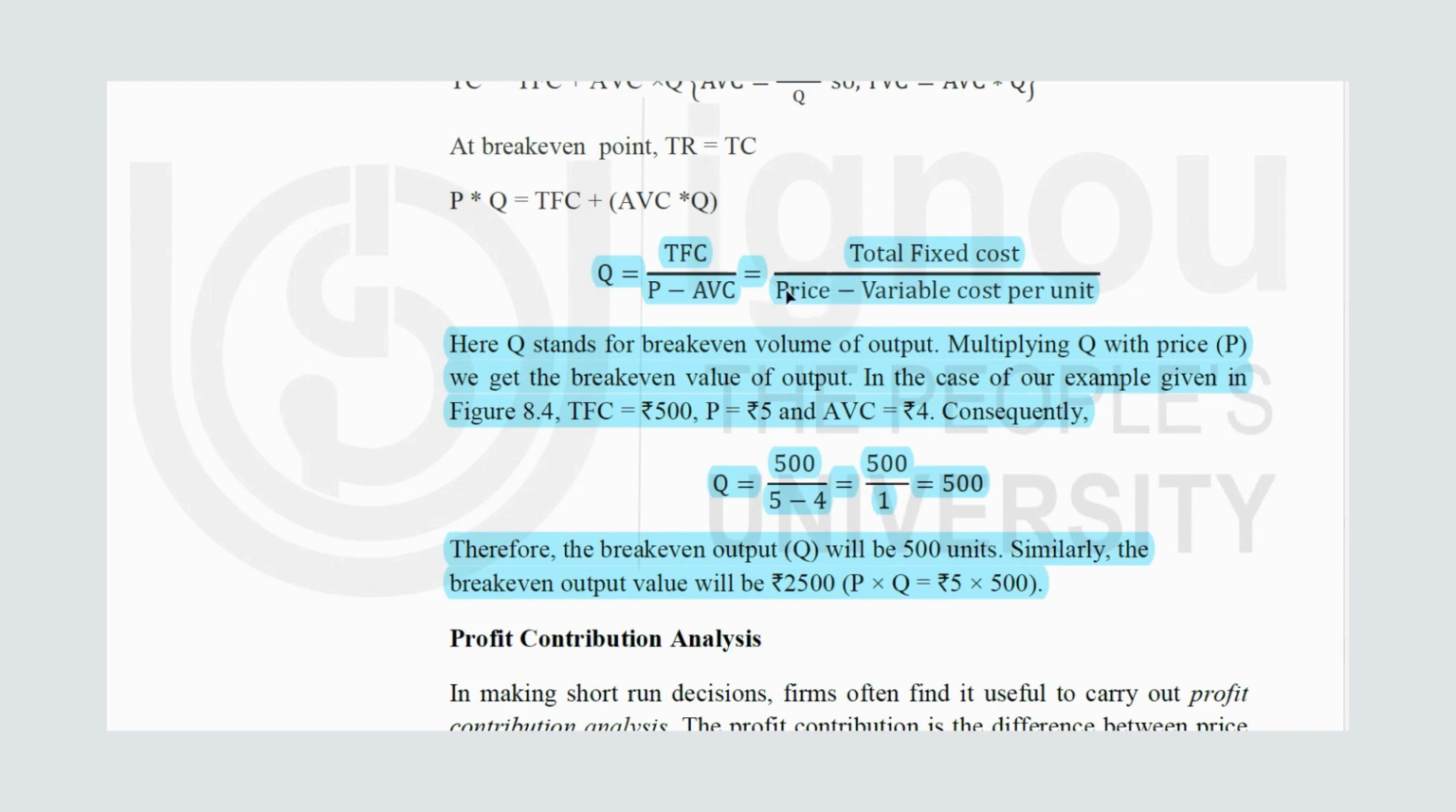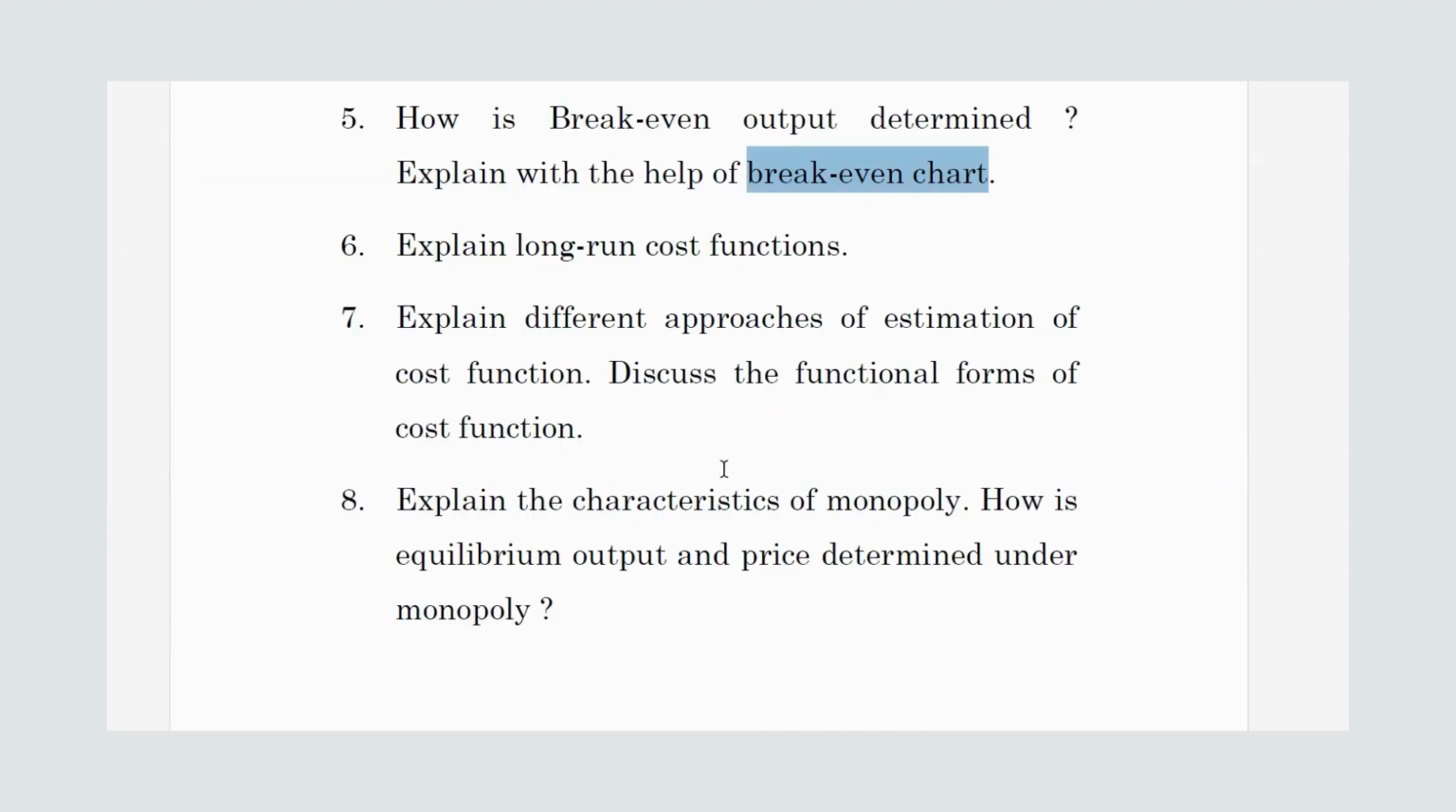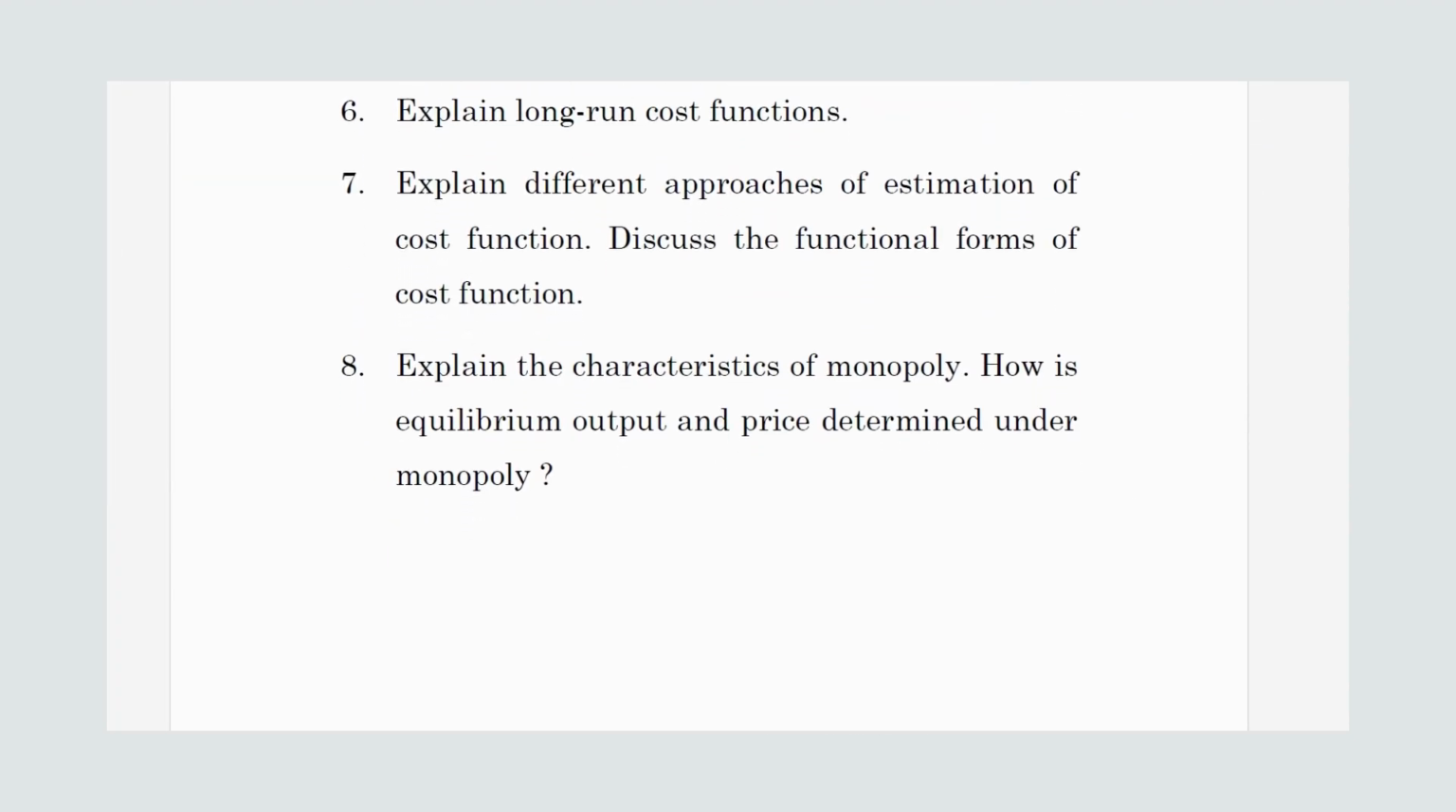So 500 minus the price is rupees 5 and the variable cost per unit is 4 rupees. So 500 by 1, that is 500. So 500 is the break-even output. Okay, and the break-even output value, what is the break-even output value? 500 into the price, that is 5, that we get 2500. Okay, the next question comes here is explain long run cost functions.